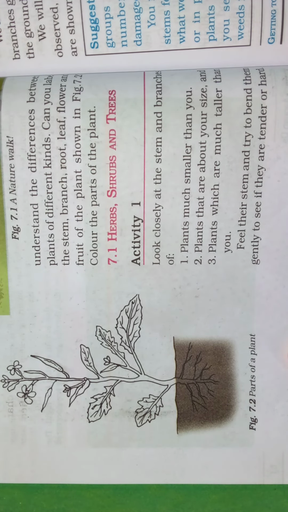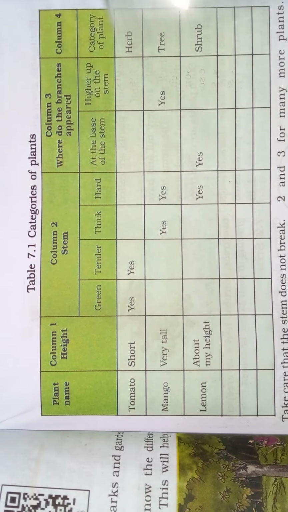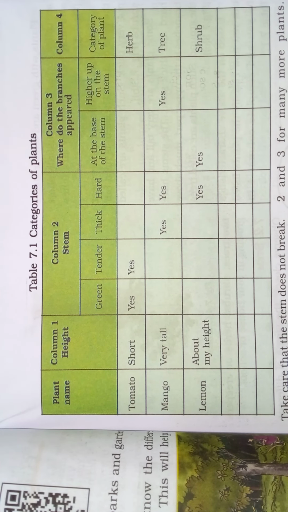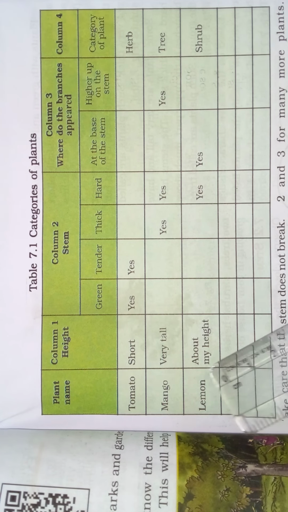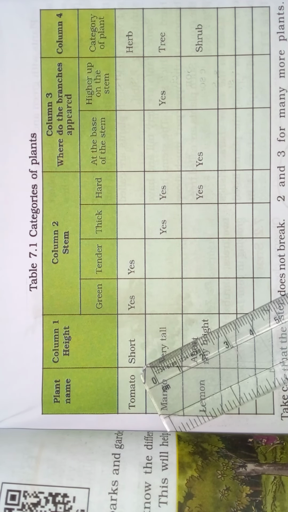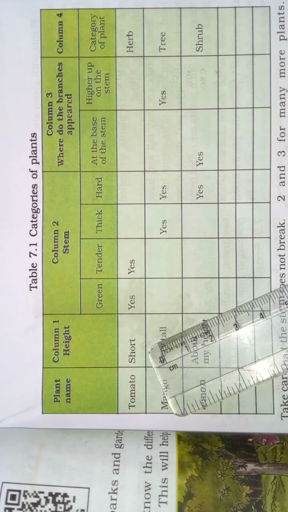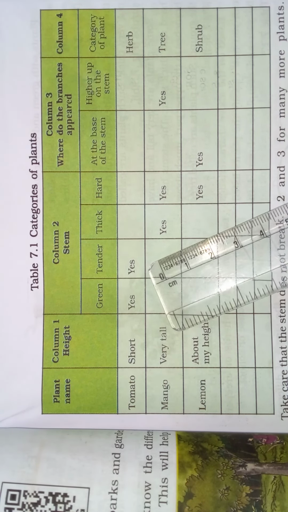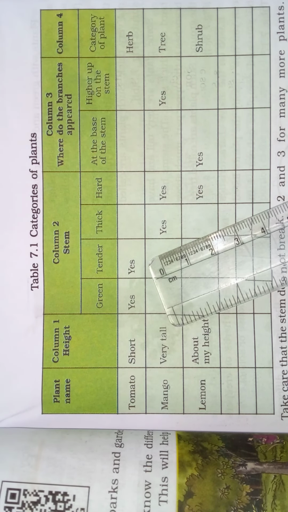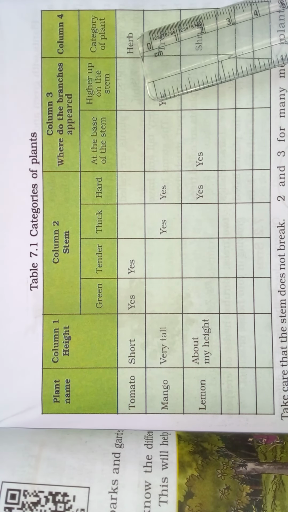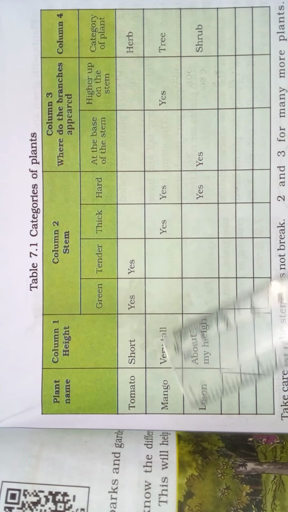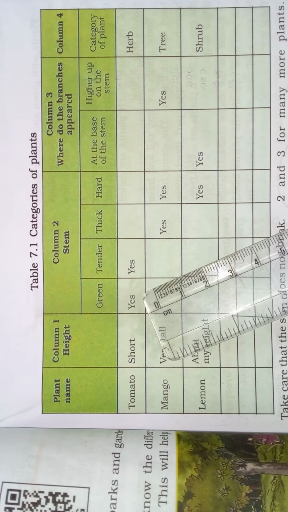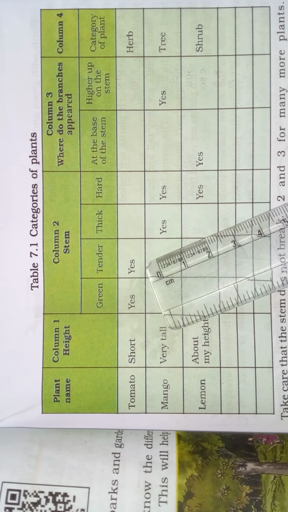Come, we will go to the next page. See here children, categories of plants. I told you, we did the activity. If we observe a tomato plant, it is short in height, it has a green stem and it is very tender. We can bend it. So that type of plant is called herb. What do we call it? Herb. It is a short plant having green and tender stems.